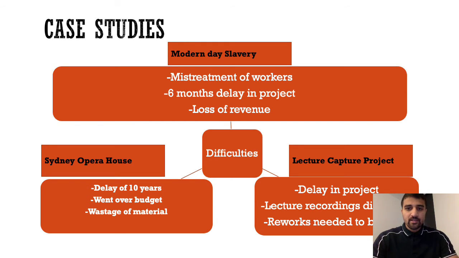The second case study is Sydney Opera House. This is one of the big projects that went over budget in the whole world. It had a delay of 10 years, as well as the projected cost at first was $7 million, but at the end of the day, the actual cost was $102 million. And there was also a lot of wastage of material in this project.